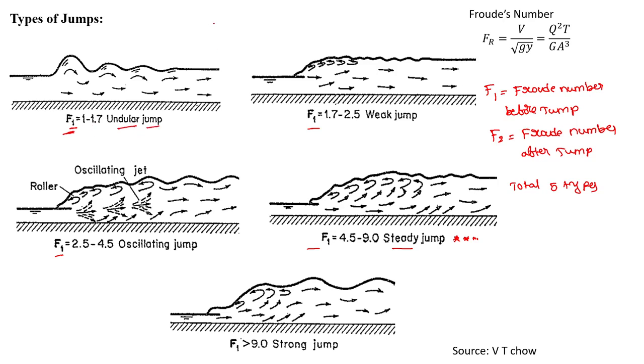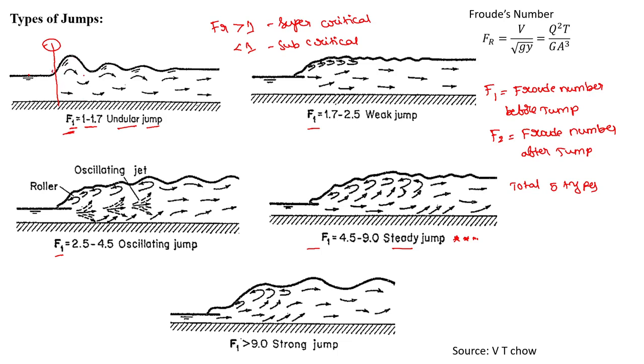As we know, when Fr is greater than 1 it is called supercritical, and less than 1 is called subcritical. I think all of you know this. So when the Froude number, before the jump, is between 1 to 1.7, let's say this is section 1. If you calculate the Froude number F1 and the value lies between 1 to 1.7, we can get only the undular jump, which is not a significant jump.